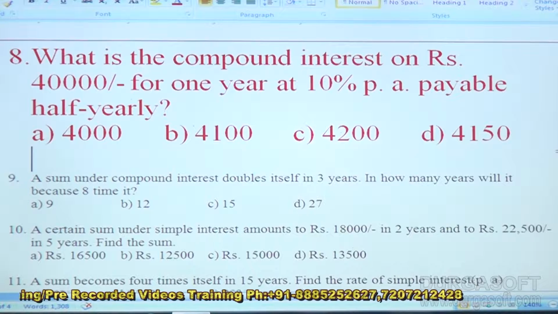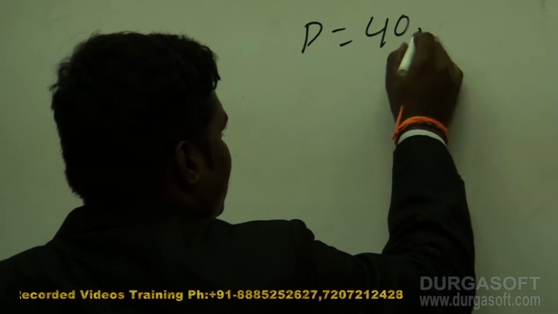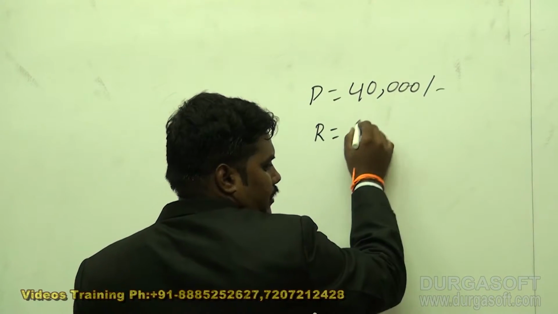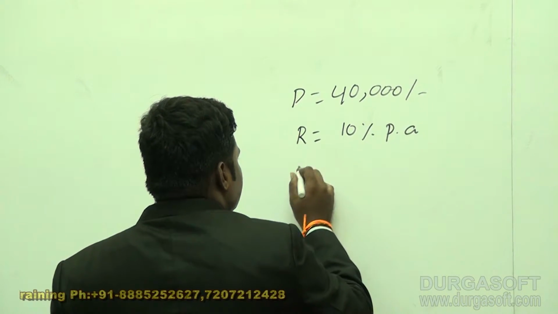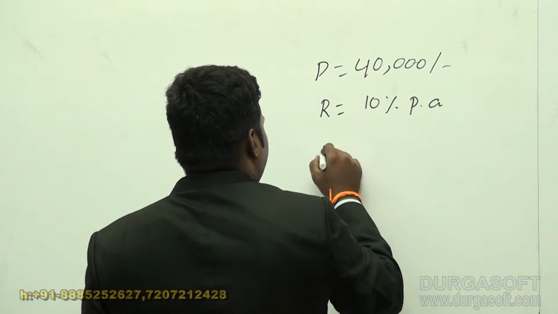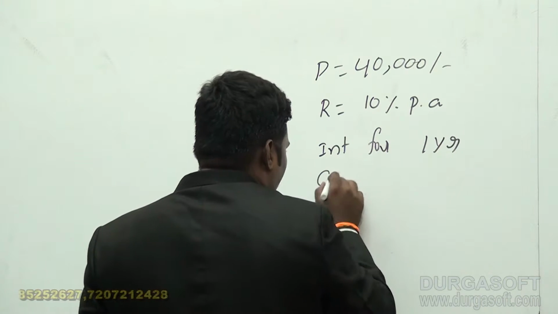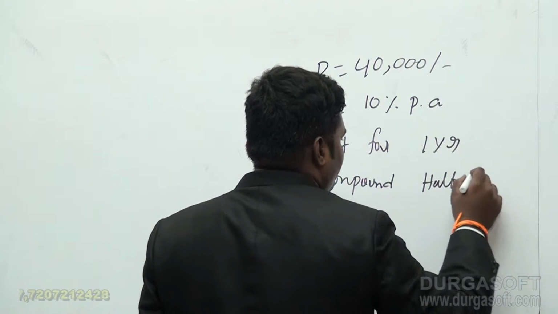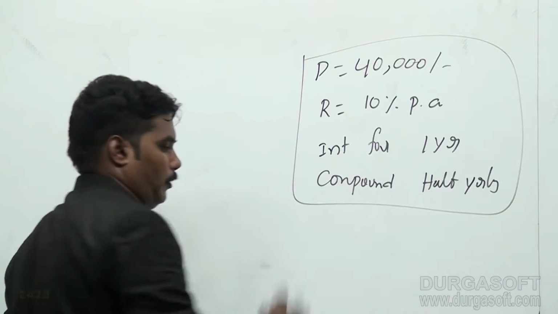Now look here. The principal is equal to 40,000 rupees. Here the information: rate of interest is equal to 10% per annum, and the time is equal to 1 year, compounded half yearly. This is the information we have in this problem.